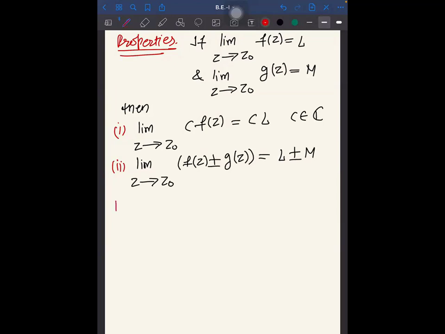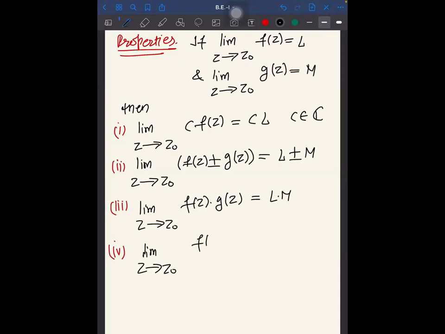And the third one is limit z goes to z naught of f(z) into g(z) is equal to, of course, L times M, and the property will also hold in division with one exception, that is M must be non-zero, right? Yes, you're with me? Yes, sir.